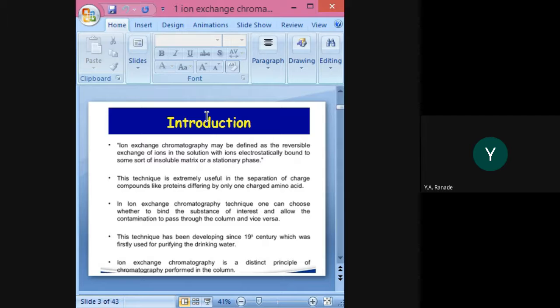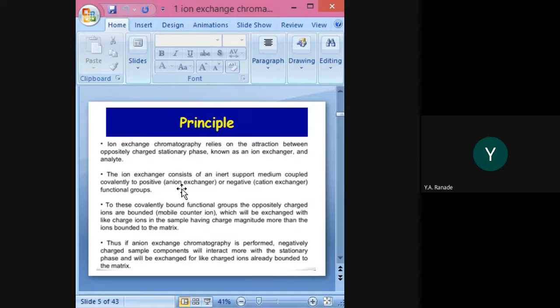The separation depends upon the charge composition of the ions. Amino acids, if you consider, bear a charge. Depending upon the charge present on them, they either attach to an anionic or cationic molecule. The type of resin or ion exchanger, the stationary phase that is being considered, decides the type of ion exchange chromatography. The principle is nothing but attraction between oppositely charged stationary phases. That is the important thing.